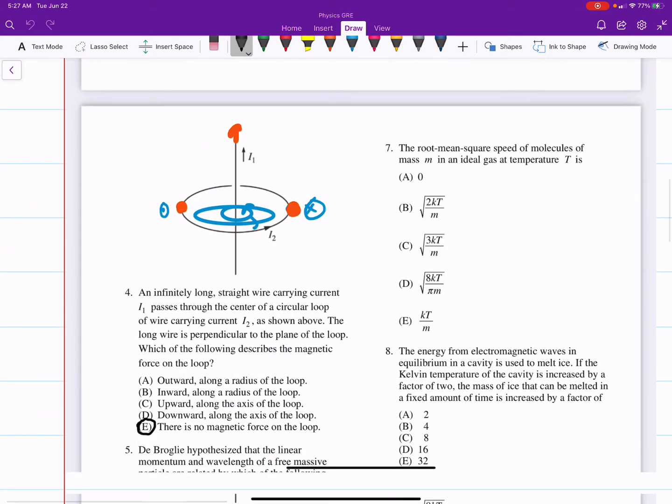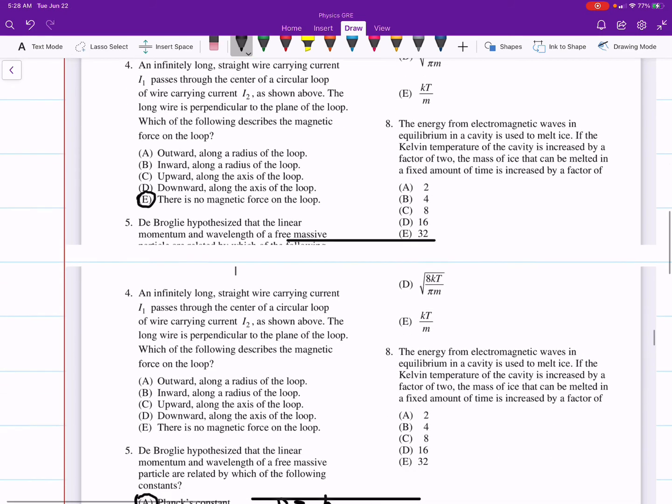Okay, and then for number 7, this is another kind of equation. Those are kind of nice. You just have to remember which ones they are. The root mean square speed of a molecule of mass m in an ideal gas is given by c equals the square root of 3kT over m. Really just an equation you kind of have to memorize. Unfortunately, there's not really a whole lot to do with that. That's just all that there is.